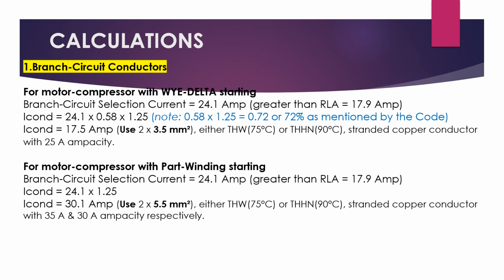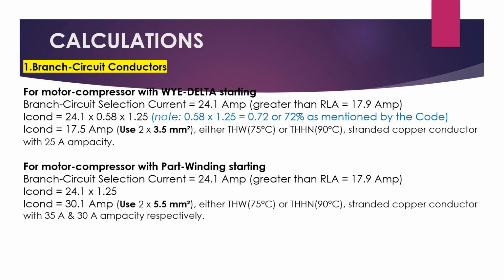For a motor compressor with part winding starting, the first half of the winding is Y, and the second half is Y. That is why it is called part winding. In total, it is just a Y connected motor winding. Branch circuit selection current, same 24.1. That is also greater than the rated load ampere, 17.9 ampere. So I conductor therefore is 24.1 times 1.25.